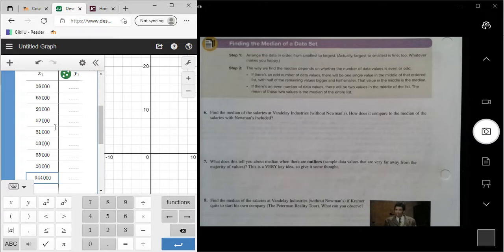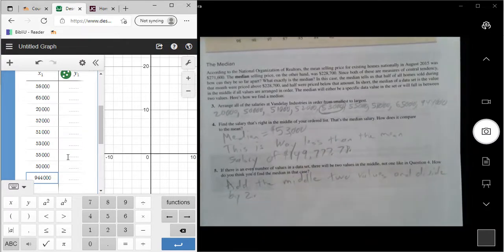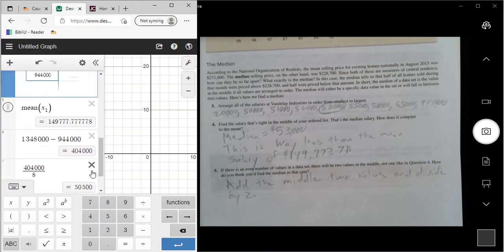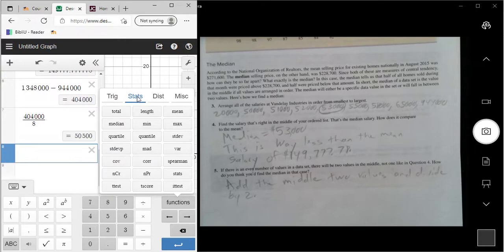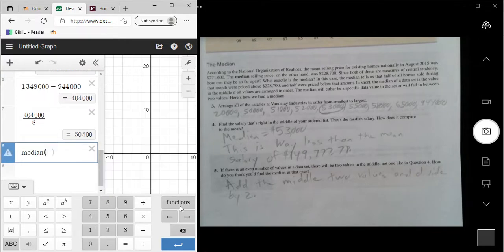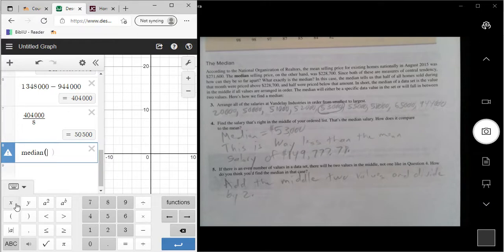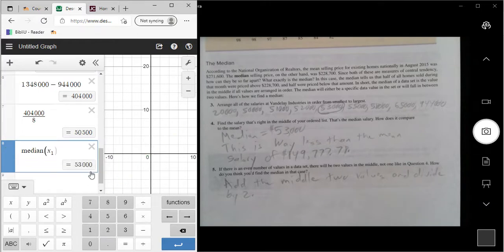Okay, number 6. It says, find the median of the salaries at Vandelay Industries without Newman's. How does it compare to the median of the salaries with Newman's included? Now, one other thing that I didn't show you, let me go back here. We found the median by hand, but now we can also find the median using the calculator. You go to functions and stat, where you see median here, you could type in X1, and it gave us 53,000.